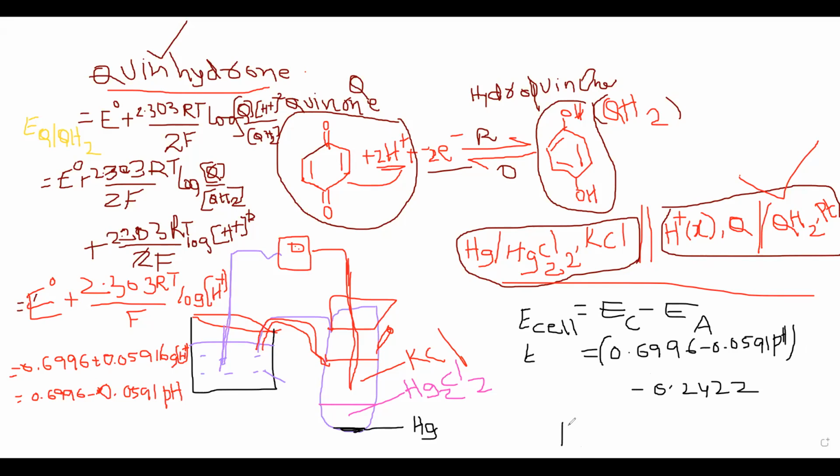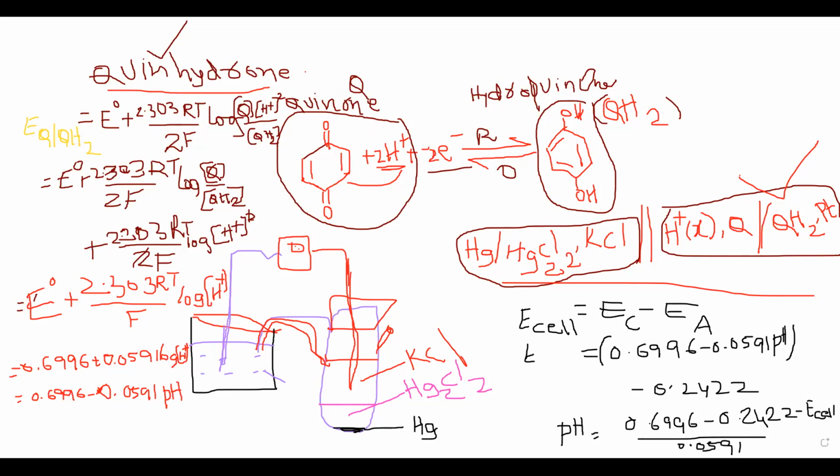Okay, pH I had given in the PDF also. You go through that formula. pH is equal to 0.6996 minus 0.2422, you can simplify this part, minus E cell, divided by 0.0591. E cell can be measured using a galvanometer or potentiometer also. In that way, we can calculate this pH.